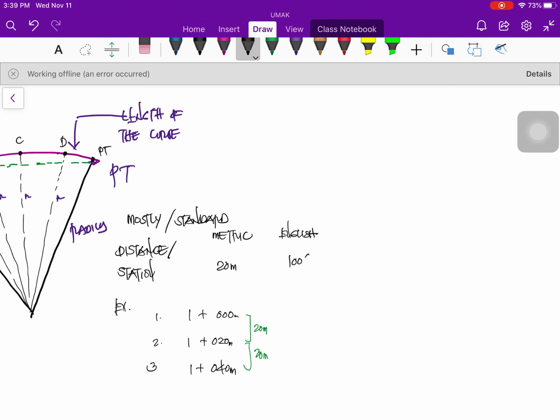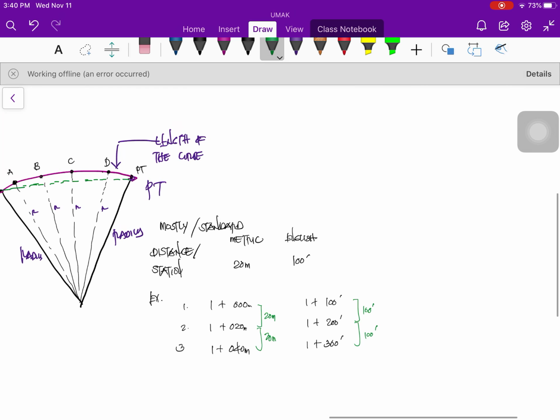When you're considering the English system, the first station will be 1 plus 100 feet. Next station will be 1 plus 200 feet. The next station will be 1 plus 300 feet. So it depends on the standard that you are following, but here in the Philippines we're using meters instead of feet. So if you can see, the difference between these stations is 100 feet.